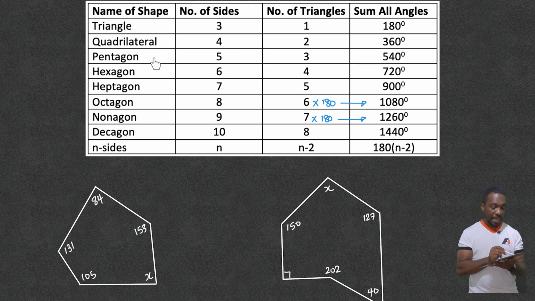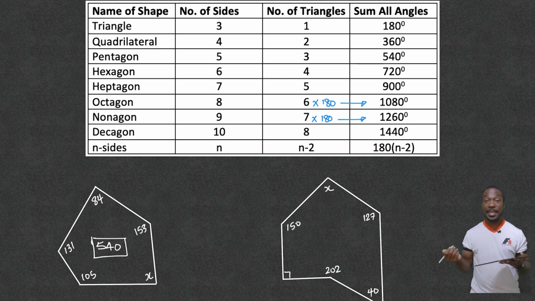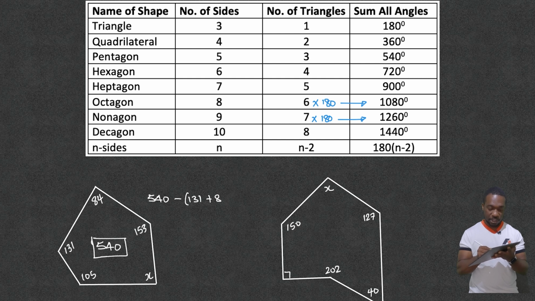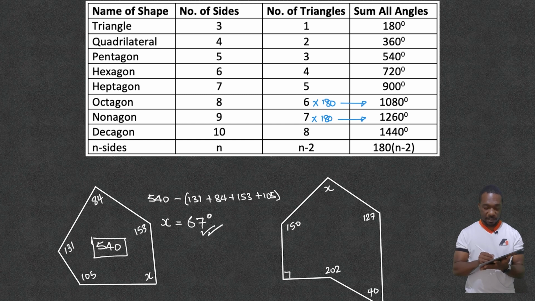This is a pentagon, and in my pentagon, all of my angles add up to 540. So I know that everything adds up to 540 in this shape. So I'm going to put my 540 in there. And now I'm going to go and find x. If you haven't figured it out, it's really easy on this one. It's going to be 540 take away all the known angles in the shape. So you take away the 131, the 84, the 153 and the 105, and that should tell me that x equals 67 degrees, and that's my missing angle sorted out.